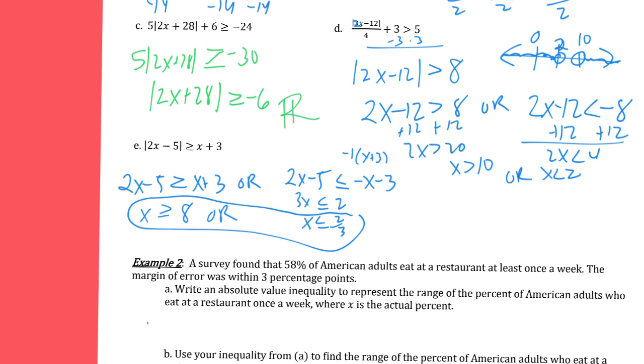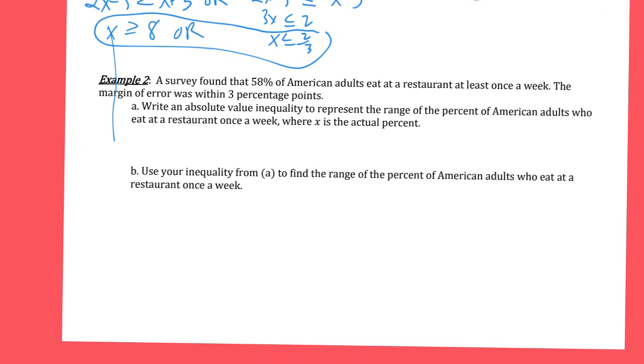Example 2, with word problems, honestly, I don't think this is terrible either. If you read it, it says, hey, 58% of adults eat at a restaurant once a week. You're like, okay, cool. But they think they could be off by 3%. Okay, so to figure out a distance, you're going to subtract. So you say, okay, well, how many people actually do? Well, you're going to subtract it from what they think. And they say, okay, within 3 percentage points. So you could set it equal to, but a more precise way would be less than or equal to 3.